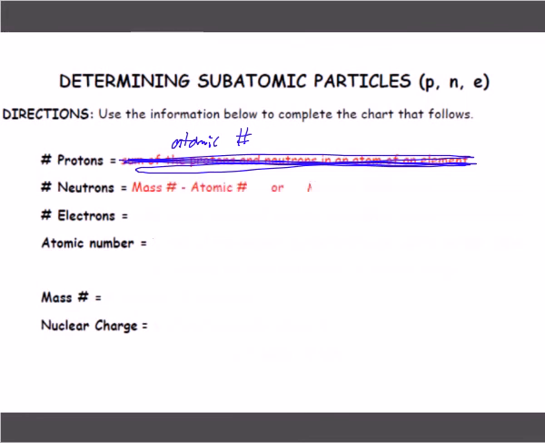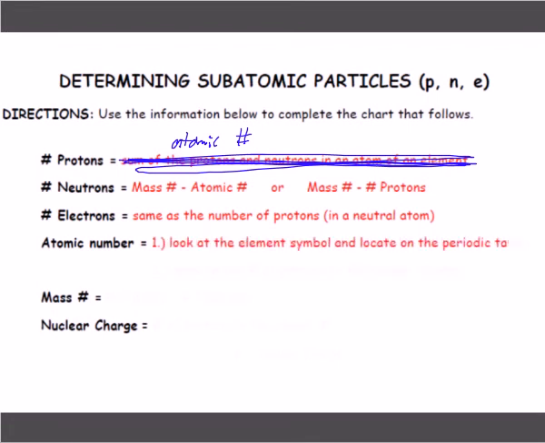Neutrons, we said, mass number minus the atomic number, or the same thing as mass number minus protons. Electrons, same as the number of protons in a neutral atom. We'll see the special case at the beginning of next period. An atomic number, guys, we know you just look at the periodic table, and it's the same as those protons.